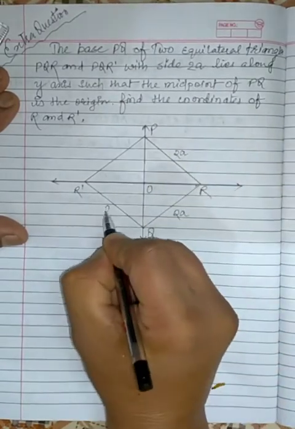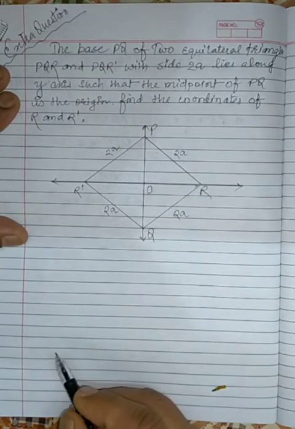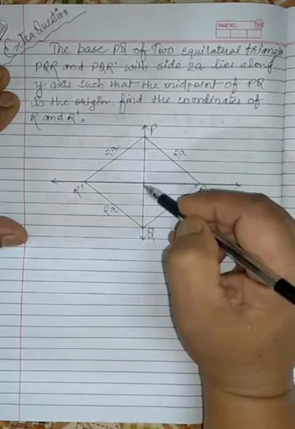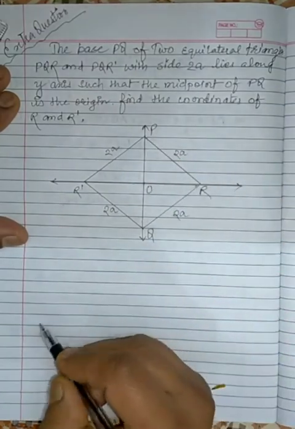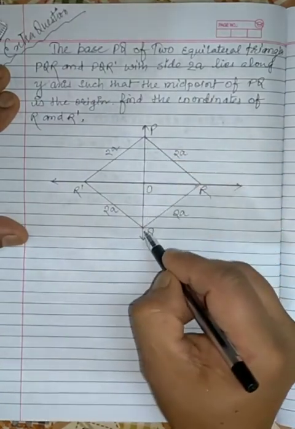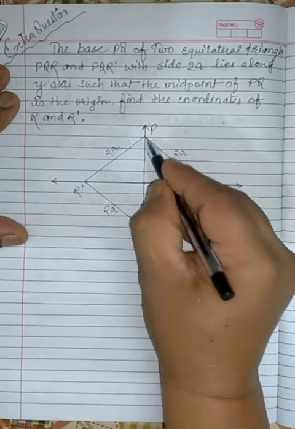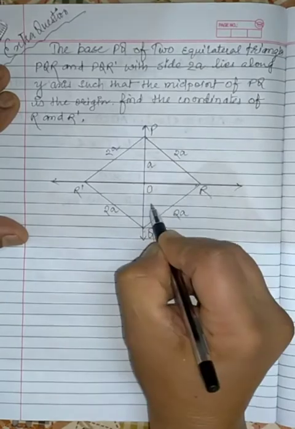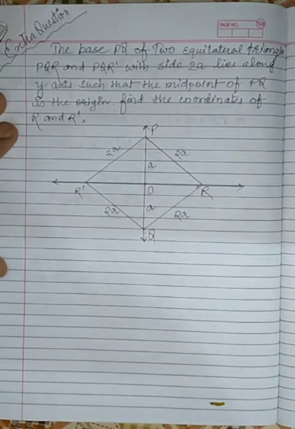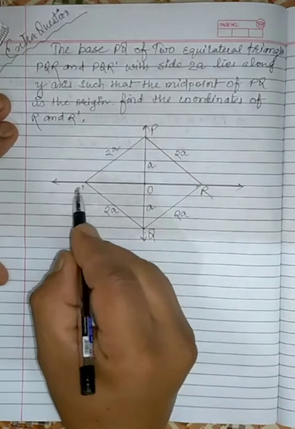So each side of the triangle is 2A, and this O is the midpoint of PQ. The origin is the midpoint of PQ, we are given in the question. That means if this side is also 2A, because it is also a side of the equilateral triangle, all sides are equal. So this side PQ will be divided into two equal parts, and these parts will be A. So we have to find out the coordinates of R and R dash.